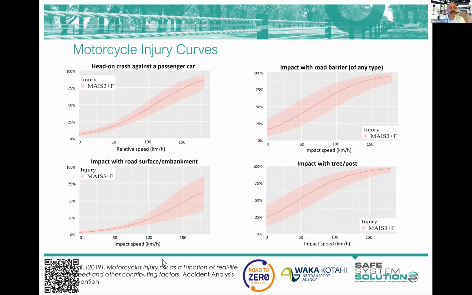The injury curves of motorcyclists. A colleague of mine, Johan Strandroth, over in Sweden, with a bunch of colleagues, has just released their in-depth investigation and crash curves for motorcyclists, which is something that the world had been lacking, because we just said, oh well, we'll just make them the same as a pedestrian or a cyclist because we don't really have any other things to do. But you can see there's slightly altered curves for MAIS 3 plus F, so that's a high-level serious injury plus fatality.